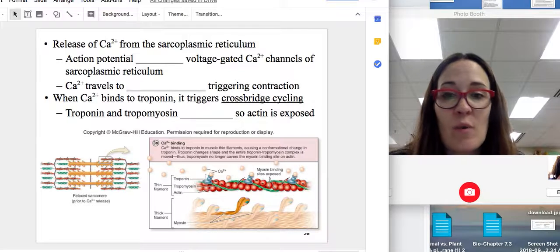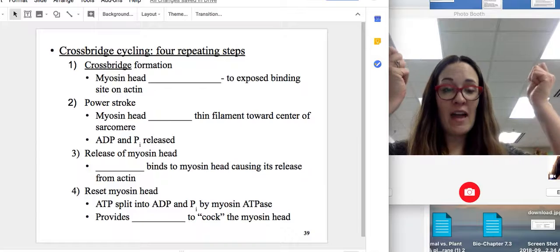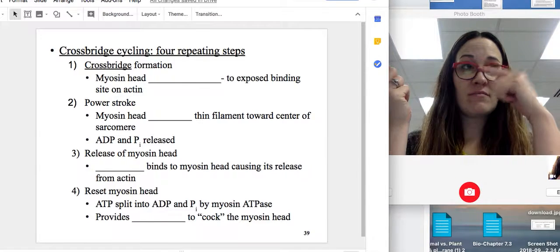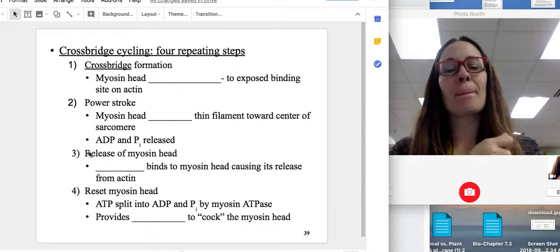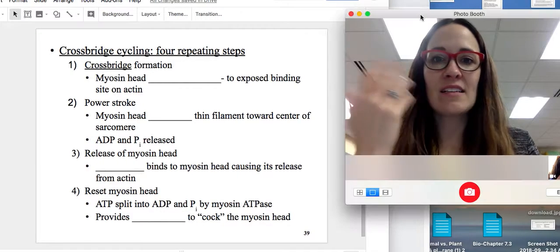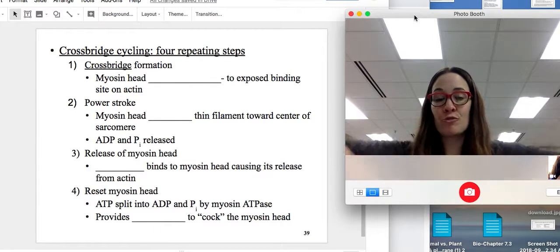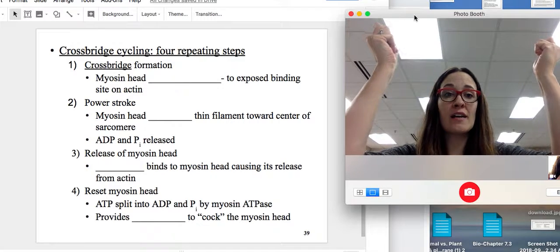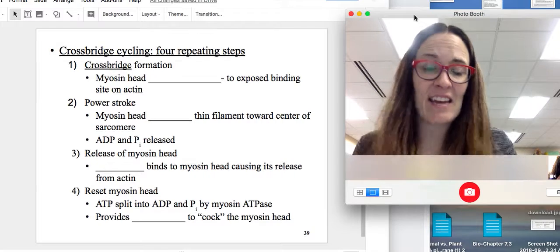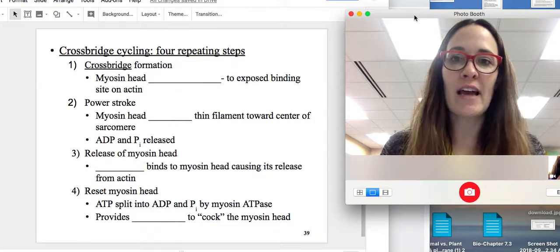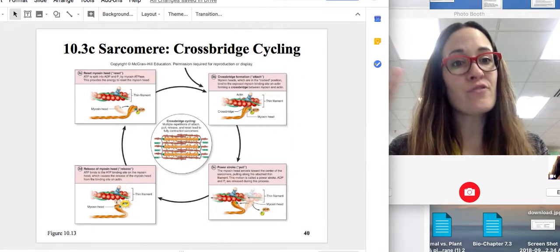So actin is exposed. And what happens now that the actin is open is the myosin heads can bind and pull. The myosin heads grabbing the actin and pulling, dropping, grabbing another spot, pulling, dropping, is called the cross bridge cycling. And there's a nice picture in your textbook. Essentially, that picture should look like this, and these are the steps of it.